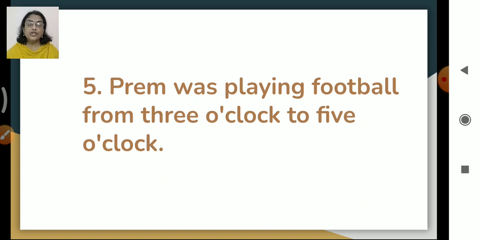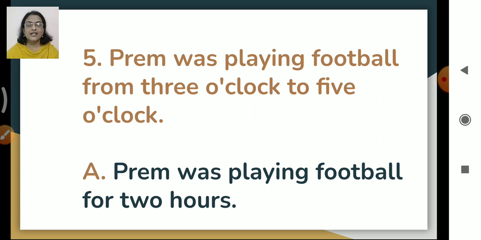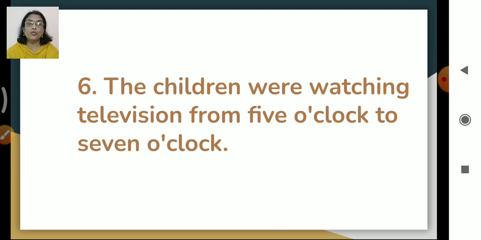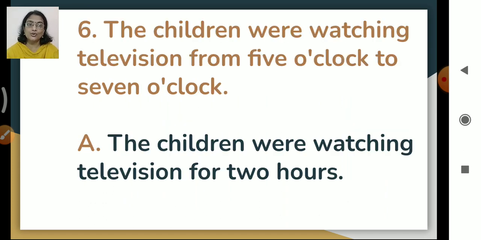Prem was playing football from 3 o'clock to 5 o'clock. So again start counting from 3 to 5. How many hours will it become? 2, isn't it? So Prem was playing football for 2 hours. Isn't it easy? The children were watching television from 5 o'clock to 7 o'clock. Again, 5 to 7, how many hours? 2. So write the answer. The children were watching television for 2 hours.